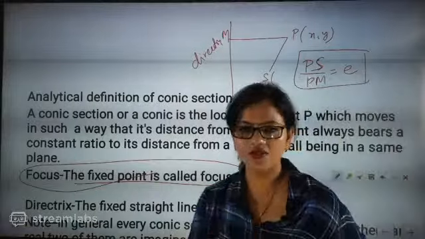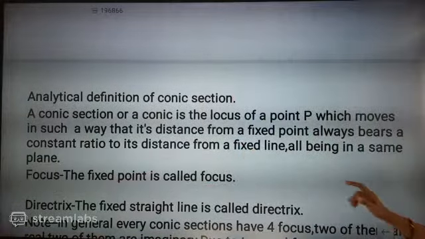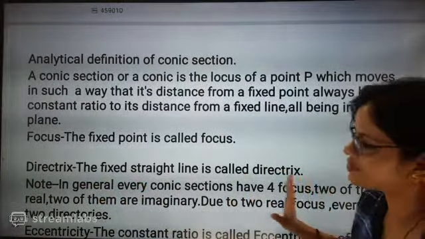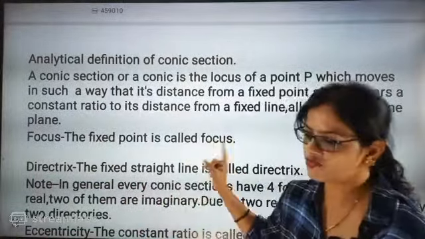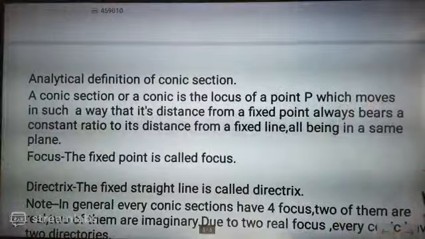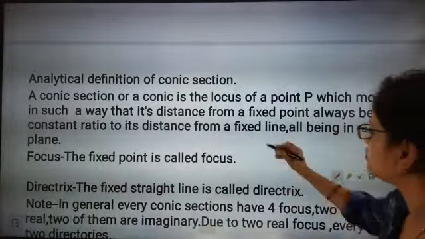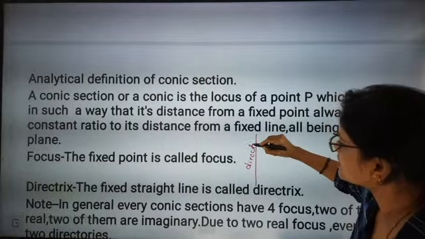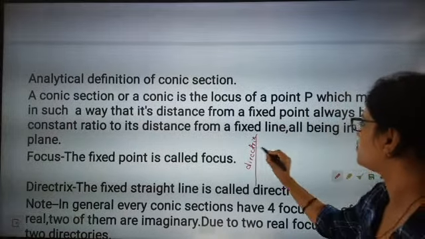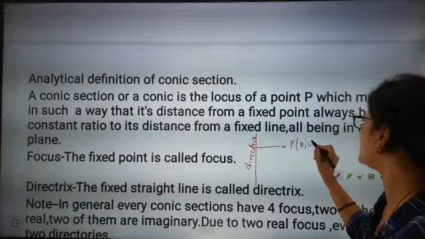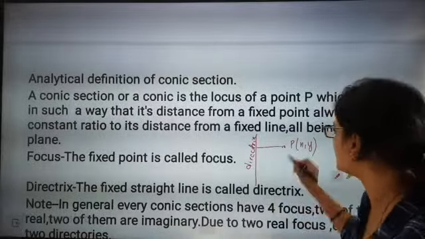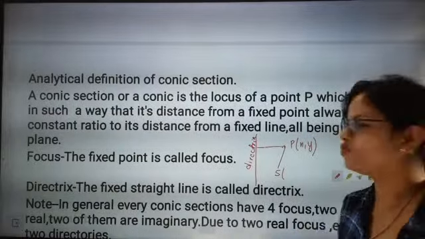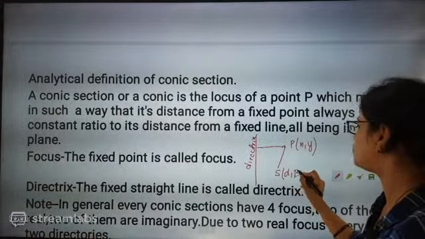So now one by one, jokes apart, we are going to go to the serious part of it. What is the directrix? The fixed straight line is called the directrix of the conic section. Focus is the fixed point. So now you are going to understand what the focus is here. This line is exactly called the directrix, the fixed line. Now this point is going to be the arbitrary point. And here, this is going to be the focus. Take the focus as (alpha, beta).